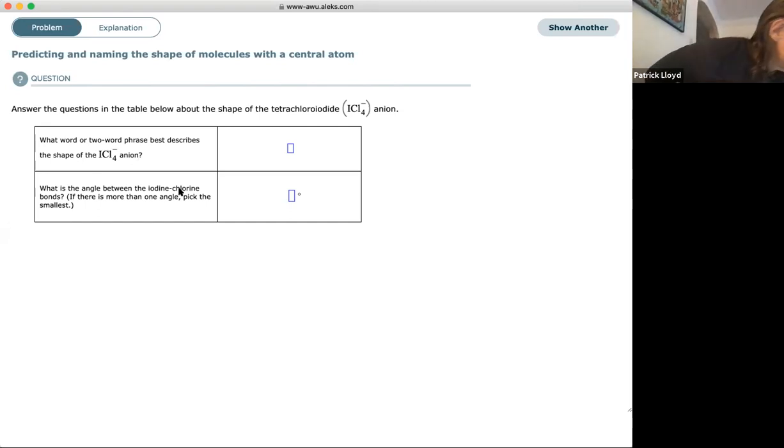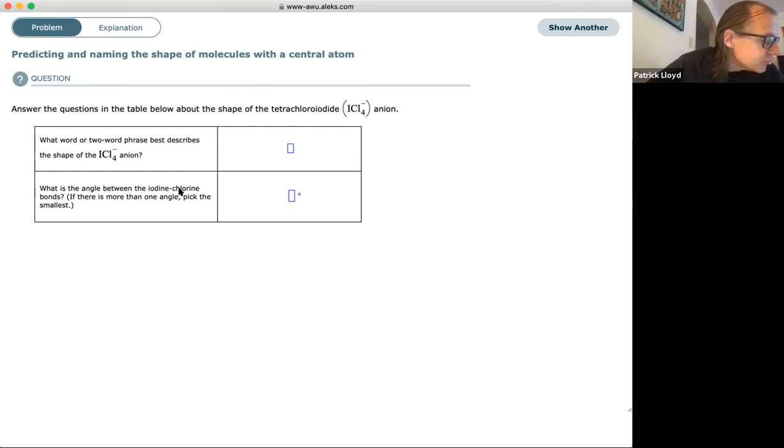Okay, this one, you want to predict and name the shape of the molecules with a central atom. So answer the questions in the table below about the shape of this tetrachloroiodide anion, right? That's a mouthful. Tetrachloro, meaning there's 4 chlorines around the iodide. So there's an iodine there, right? You see the ICl4 minus, and it's negatively charged, so it's an anion.